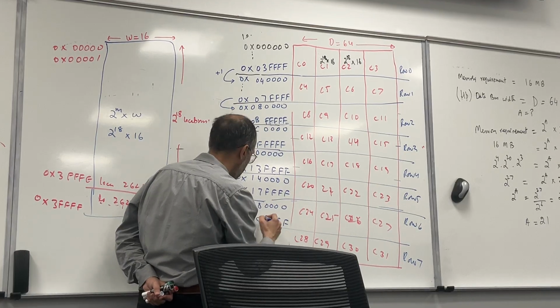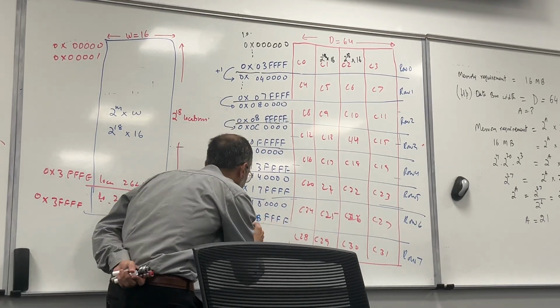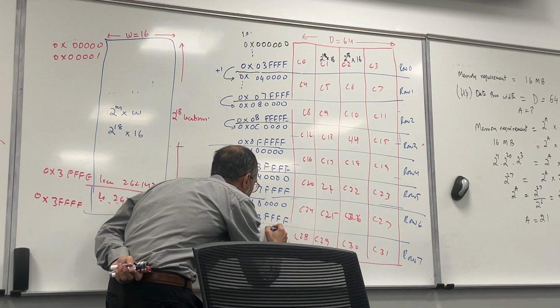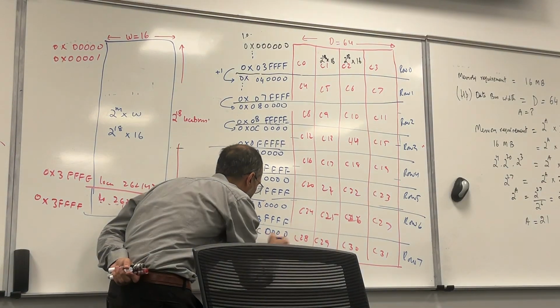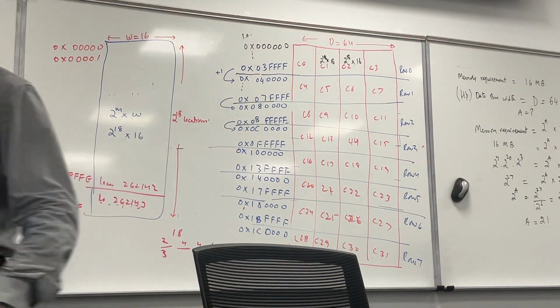F, not B, and then 0x1C0000, and then we add it. You got it or not got it?